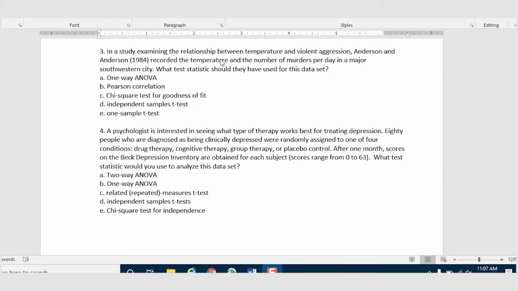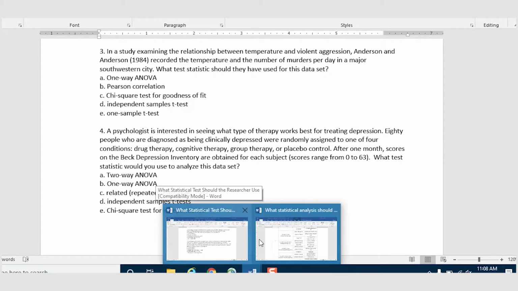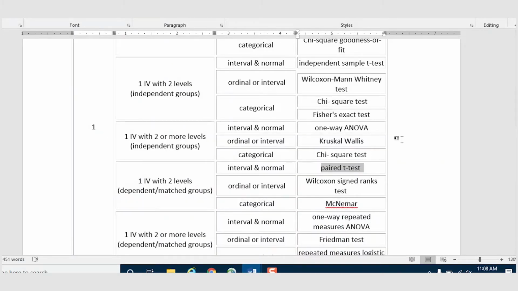The study examining the relationship between temperature and violent aggression. Anderson recorded the temperature and the number of murders per day in a major southwestern city. So the statistic that they would use for this one, so we've got a variable of temperature, we've got a variable of number of murders. We're looking at the relationship between those two variables.